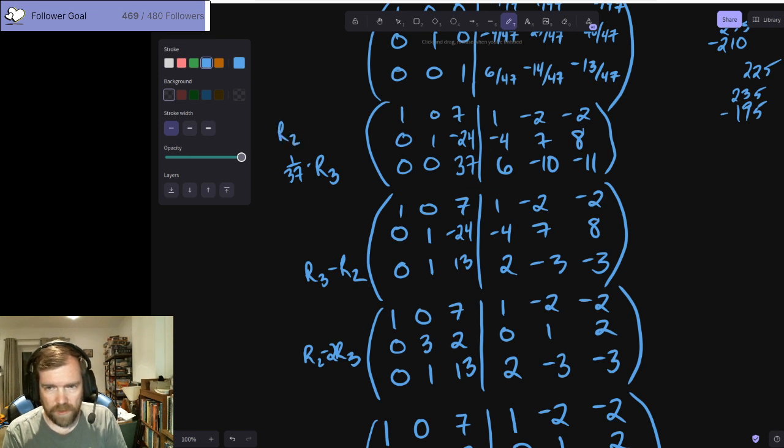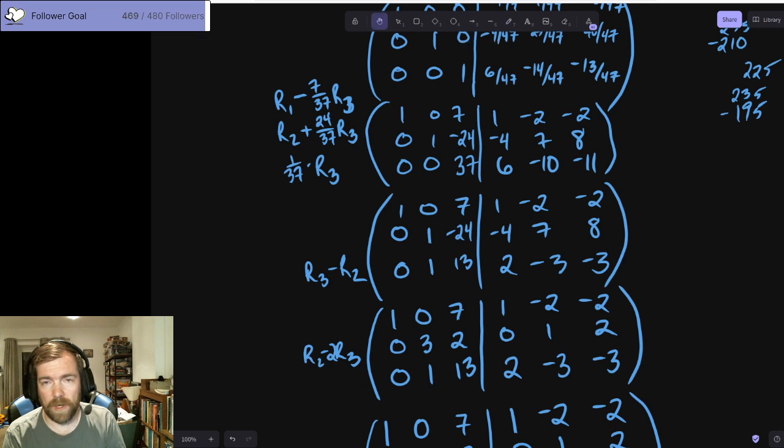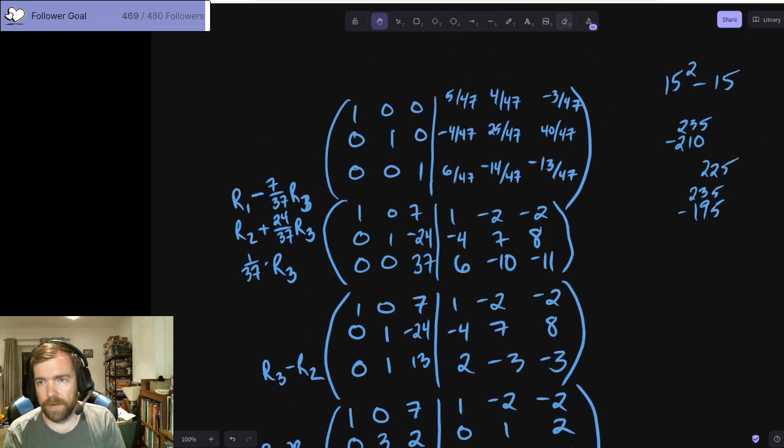Okay, so row 3 times 1/37. Row 2 plus 24/37 row 3. Row 1 minus 7/37 row 3. Not row 1. That would not work. Just for the record.